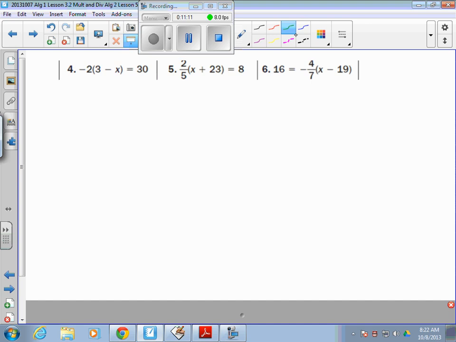Number 4, you have to simplify everything on the left first. So -2 times 3 is -6. We'll go a little faster this time. -2 times -x is positive 2x equals 30.